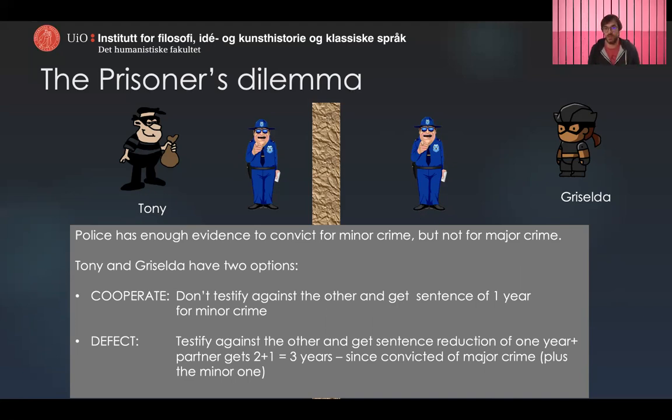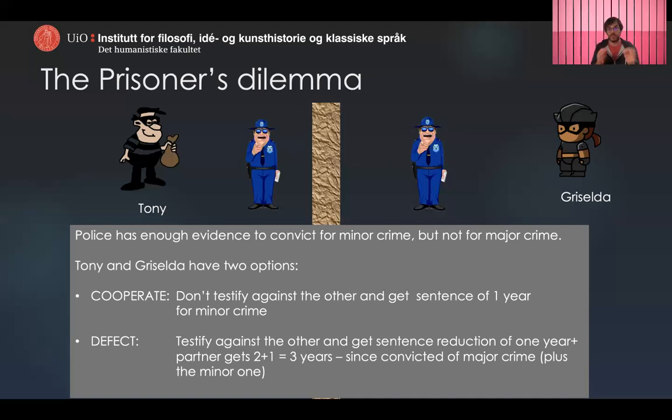Okay. So now Tony and Griselda in the separate cells have two options. On the one hand, they can defect, the second of these, where they testify against the other. So Tony says, Griselda, yes, she was involved, and gets a sentence reduction of 1 year. While the partner, of course, Griselda, gets convicted for both the minor crime, 1 year, and the major crime, so 3 years. So if Tony defects, if he testifies against Griselda, then Griselda will get 3 years, and Tony gets a reduction of 1 year. Or they can cooperate, where they don't testify against the other. Then they get just this 1 year for the minor crime.